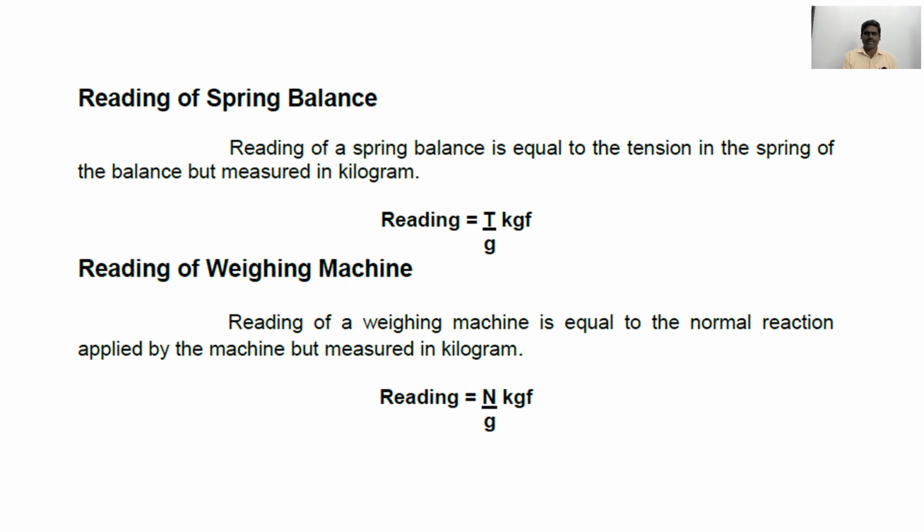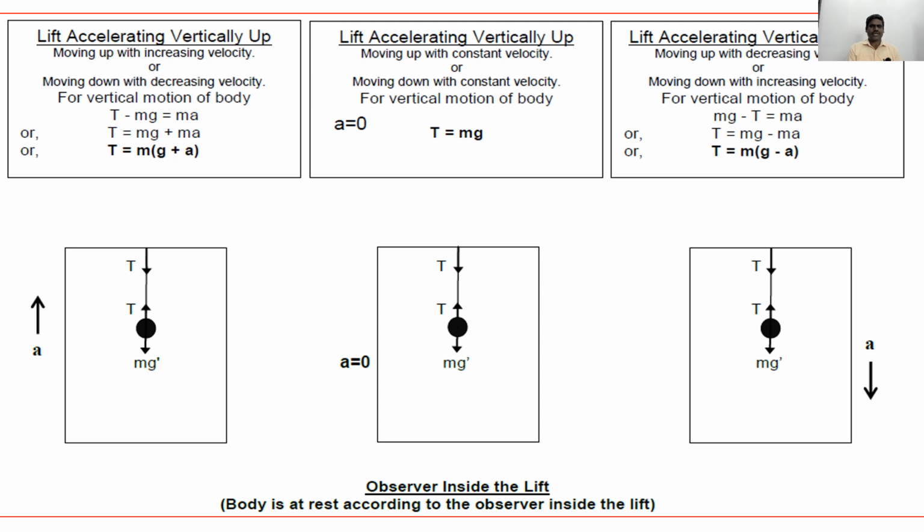Reading of a weighing machine is equal to the normal reaction applied by the machine but measured in kilogram. Reading equals Newton divided by g, in kilogram force. This is the apparent change in the weight or tension when the lift is accelerating vertically upward or vertically downward. Suppose the lift is moving up with increasing velocity or moving down with decreasing velocity.